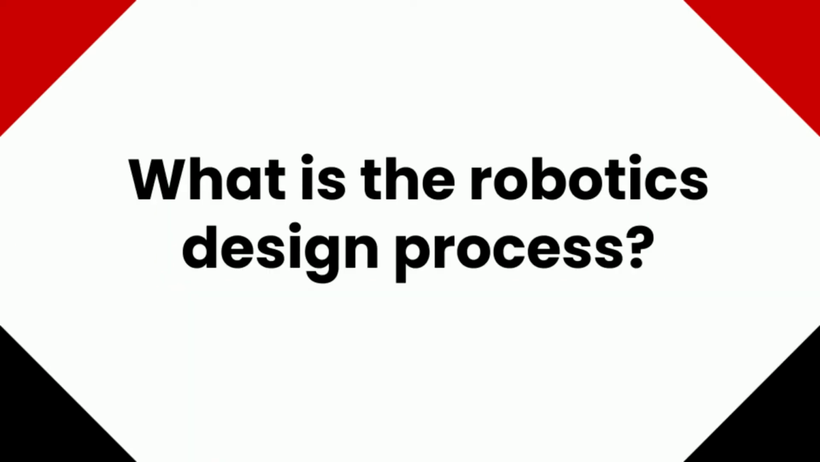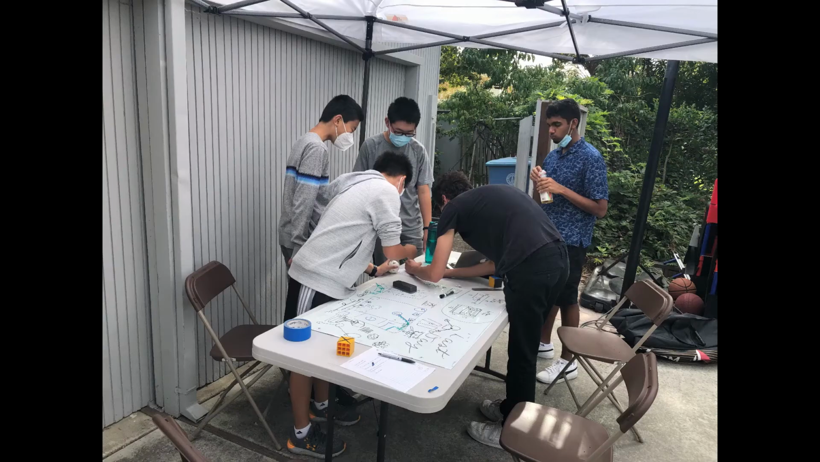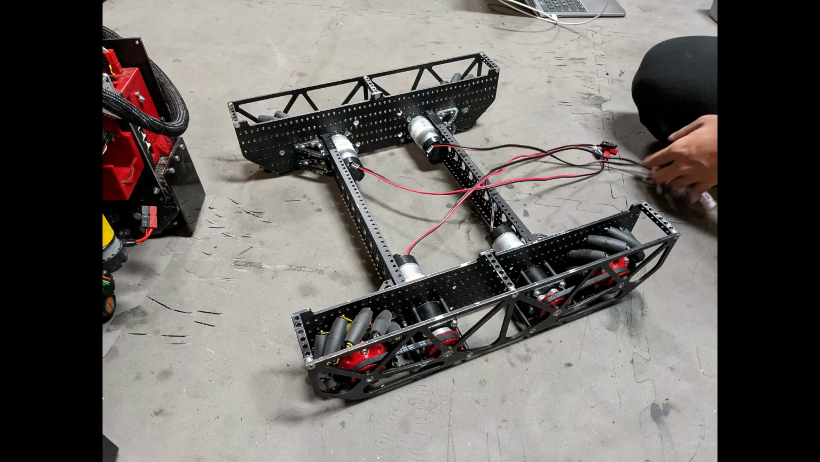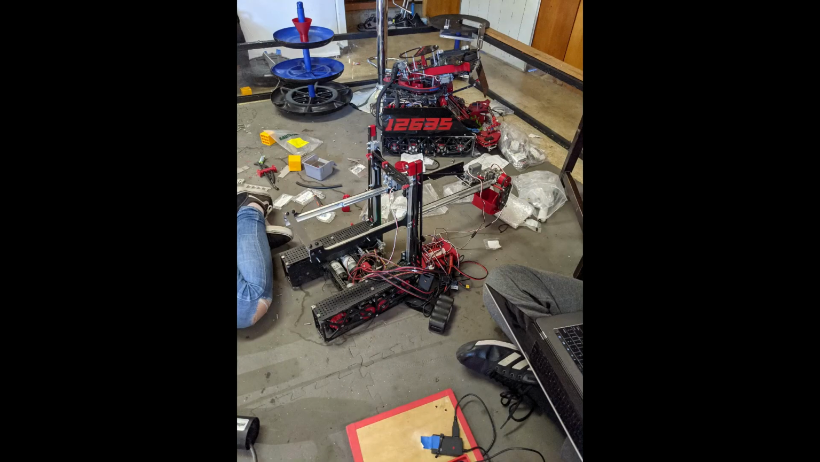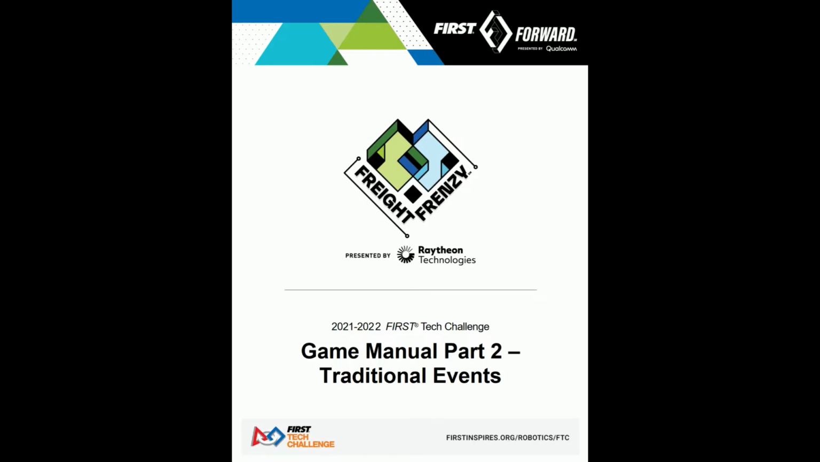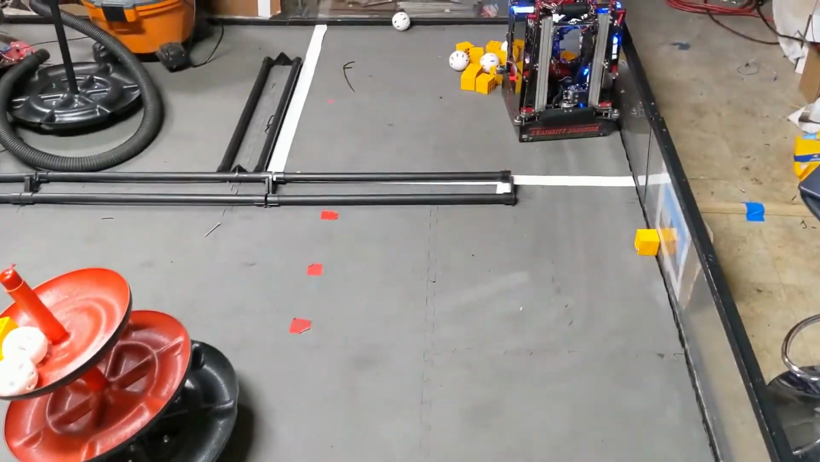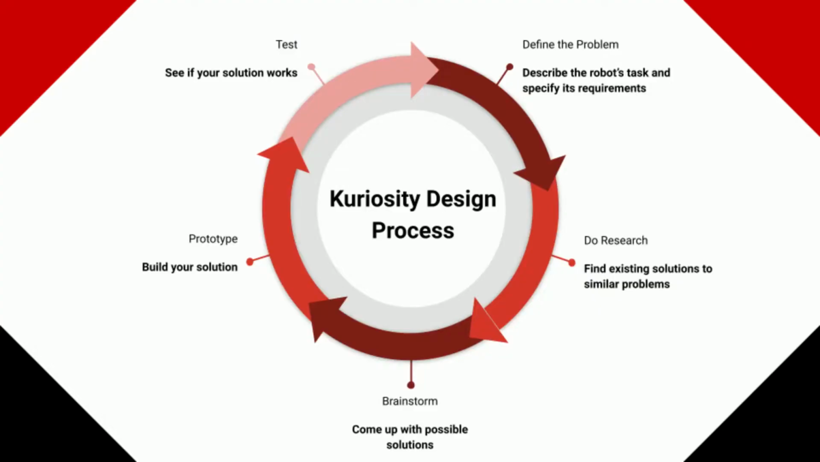So what is the robotics design process? The robotics design process is used by engineers to generate, plan, and improve ideas. It is a step-by-step way to design a mechanism of the robot. In FTC, the robotics design process is what gets teams from the rulebook to a robot. This is the Kuriosity design process.